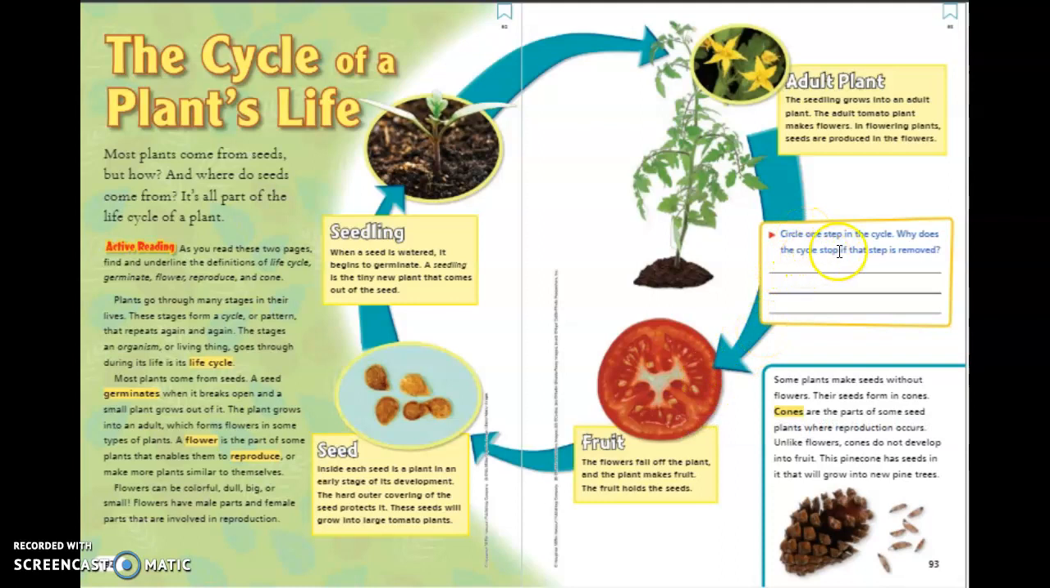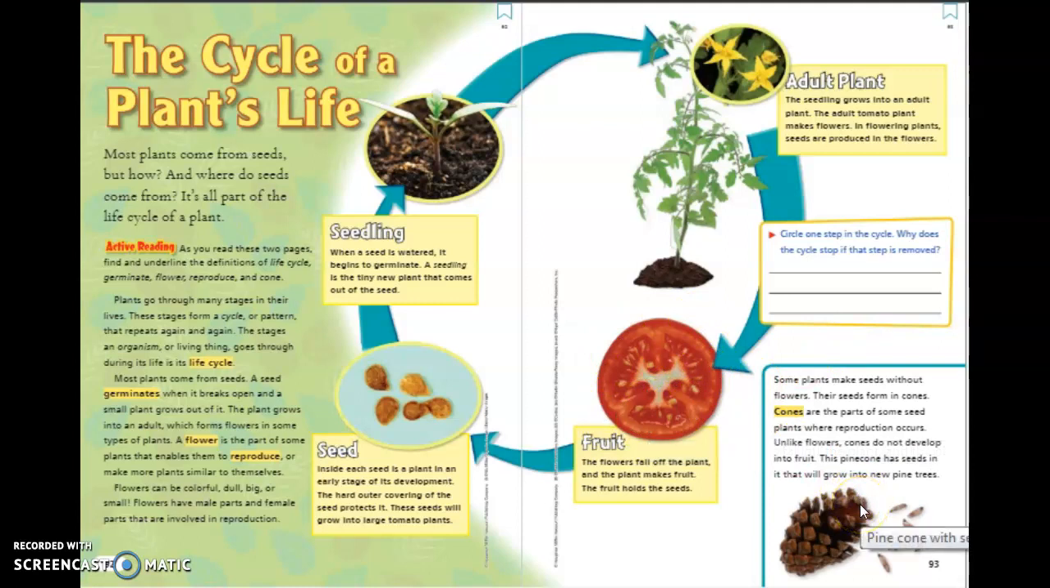Here's what it says. It says circle one step in the cycle. Why does the cycle stop if that step is removed? So let's say we removed the fruit here, the tomato. What would happen to the cycle? Why would the cycle stop? Go ahead and write that on the line. Here's what I have for an example. If the plant does not make fruit, it won't have seeds, so the life cycle stops. Without these seeds from the fruit, the life cycle would stop.